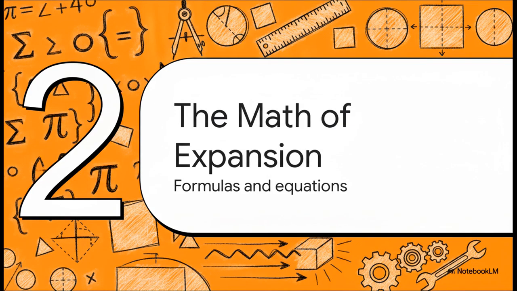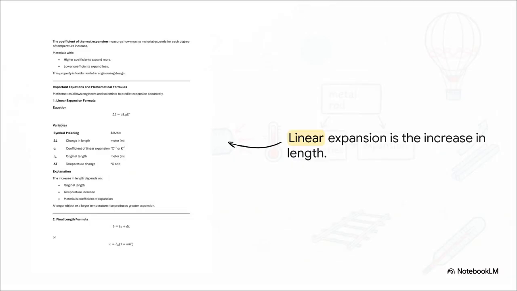Moving right along to part 2, the math of expansion. Let's look at the numbers. In the classic textbook equation for linear expansion, the increase in length, which we call delta L, depends on 3 specific things. It depends on the original length, L0, the change in temperature, delta T, and a unique material property called the coefficient of linear expansion, represented by the Greek letter alpha.